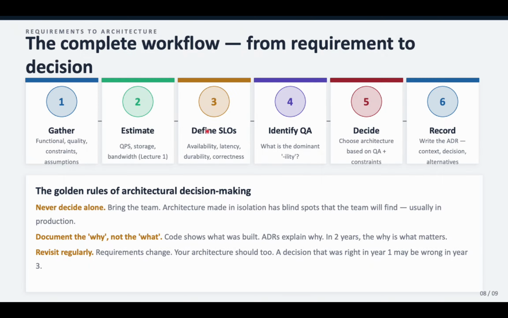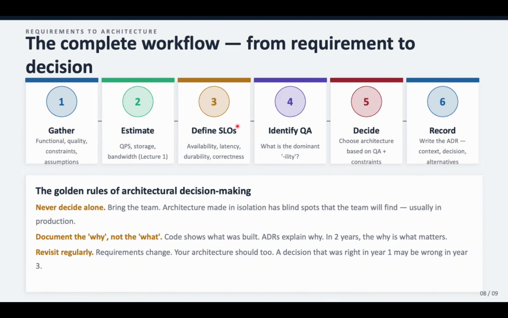And then we have step number 3, which is to define SLOs. Turn your quality attribute requirements into specific measurable commitments, like availability, latency, durability, correctness. So use the formula from our lecture number 2 of this section and calculate the SLOs, which you can use later on, and these SLOs become the acceptance criteria for your architecture.